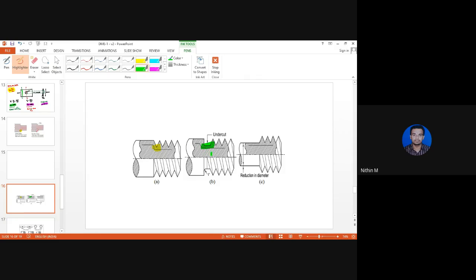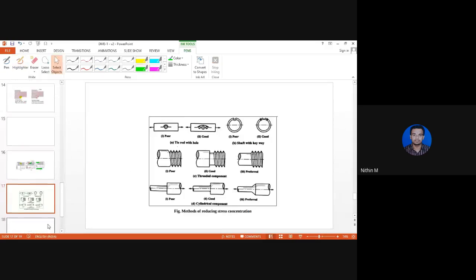Or I can completely remove the diameter here. If I do that, the effect of stress concentration will be reduced. As you can see here, there is a reduction in diameter, right? Then if you look at this example, this is what I was speaking about earlier. I am highlighting the green colored region here, that is good. Here we have drilled additional holes.